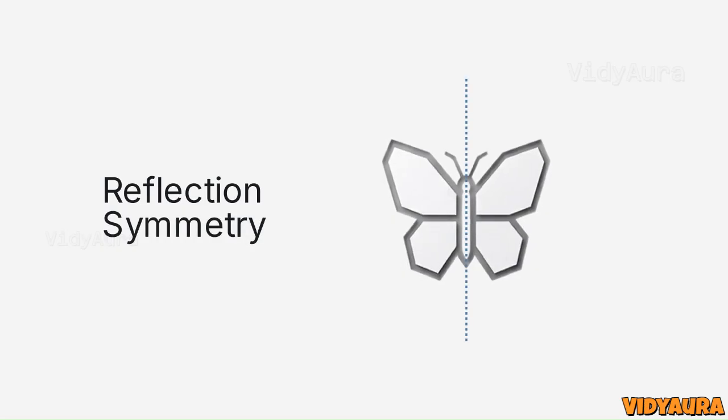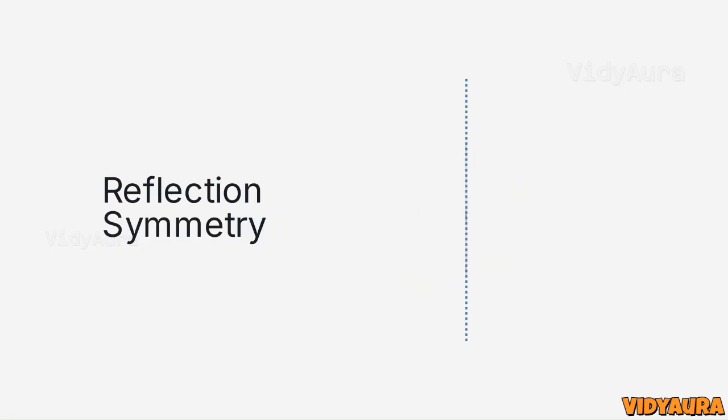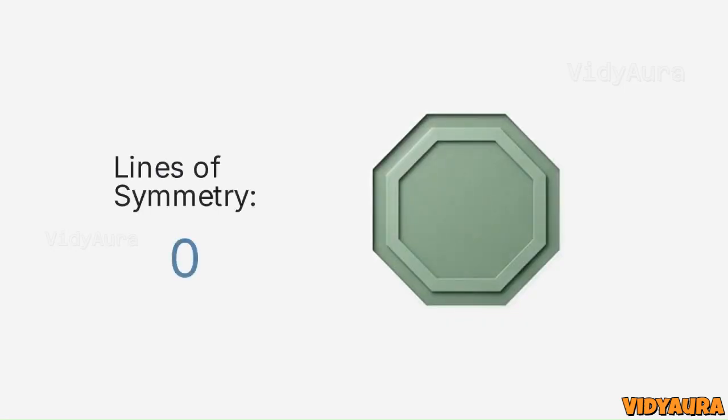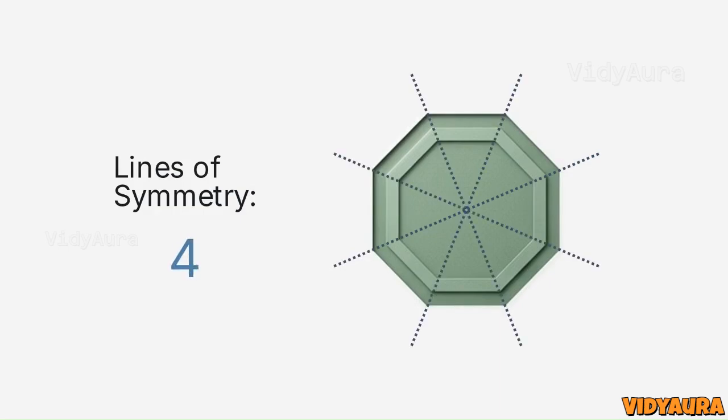If you were to fold the shape along this line, both sides would overlap perfectly. Let's apply this to a regular octagon. How many lines of symmetry can we identify here? First, we draw lines connecting the opposite corners, or vertices. In a regular octagon, this gives us our first 4 lines of symmetry.